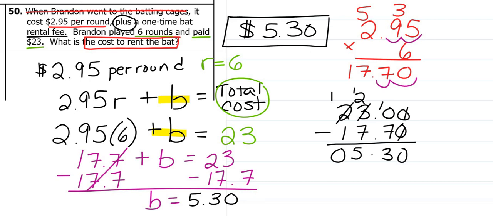So one more time, let's go over that. $2.95 per round. We refer to that as 2.95 times R, the number of rounds, plus the cost of renting the bat, which we called B. Together, it gives you the total cost. So once we have that R is equal to 6, and once we were told that the total cost is 23, we were left with only B as our variable, and we can go ahead and solve for B. All right, let's go on to the next problem.